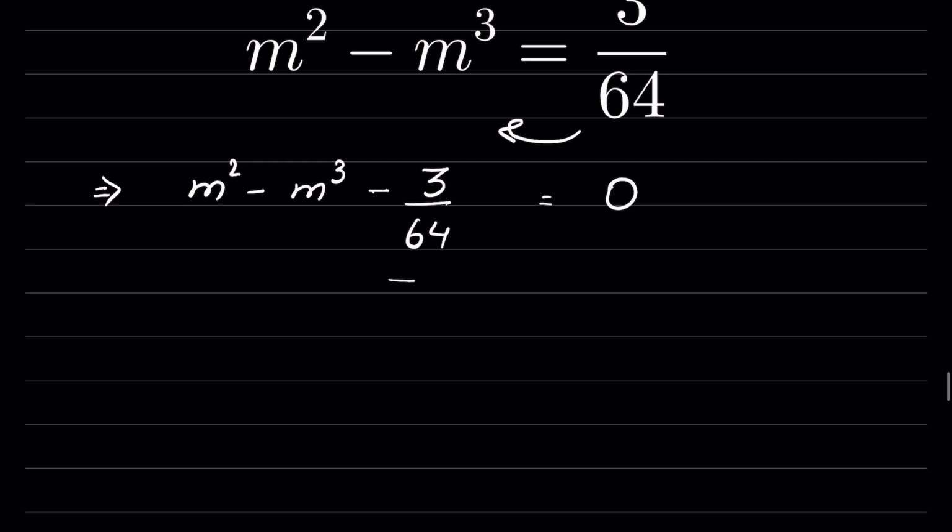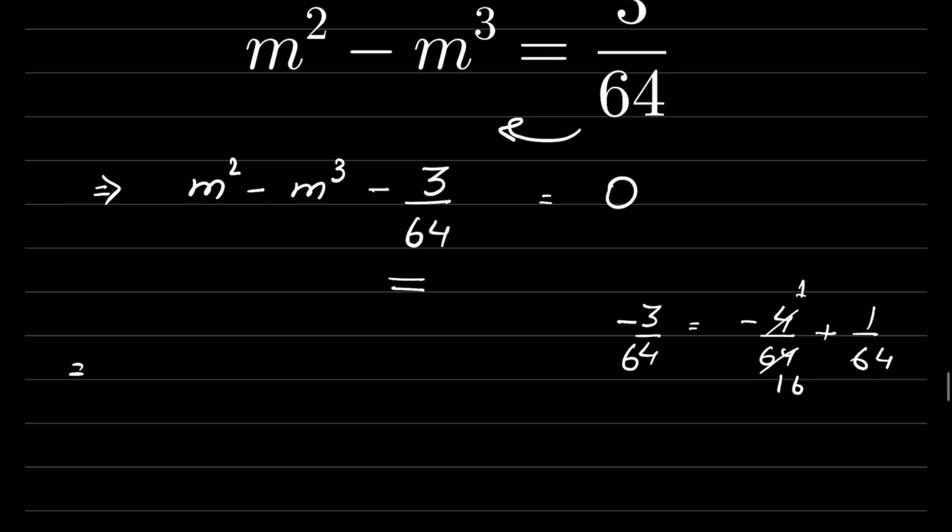Now this minus 3 upon 64, we can also write it as minus 4 upon 64 plus 1 upon 64. And if we reduce this fraction by dividing both numerator and denominator by 4, it is minus 1 upon 16. So we can write here m square minus m cube, and in the place of minus 3 upon 64 we can write minus 1 upon 16 plus 1 upon 64 is equal to 0.